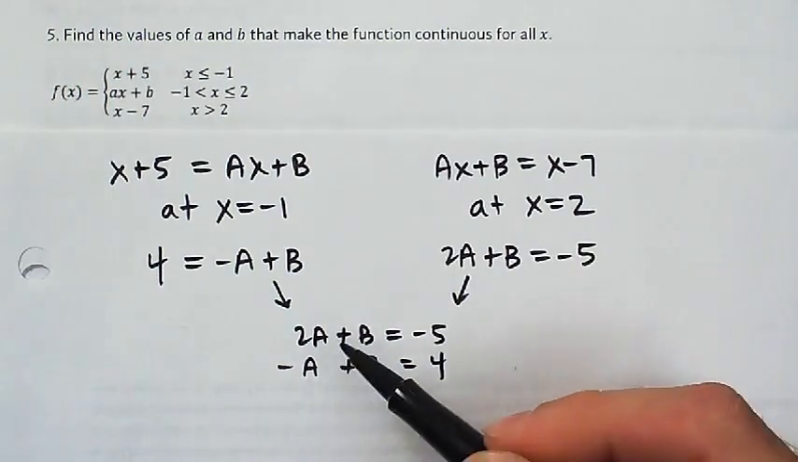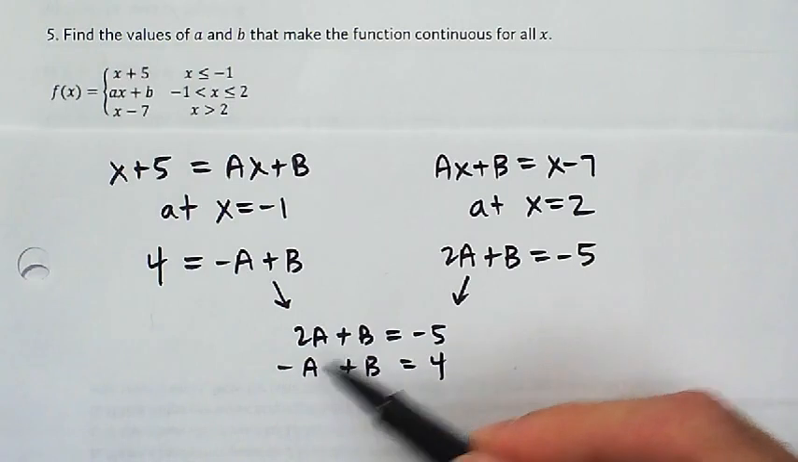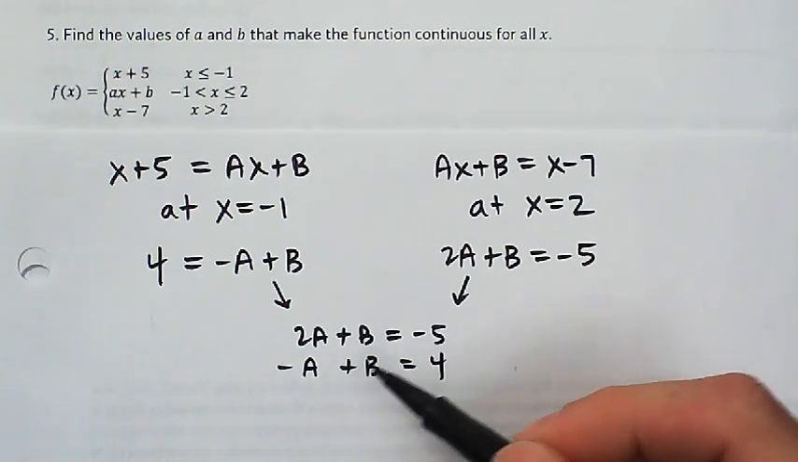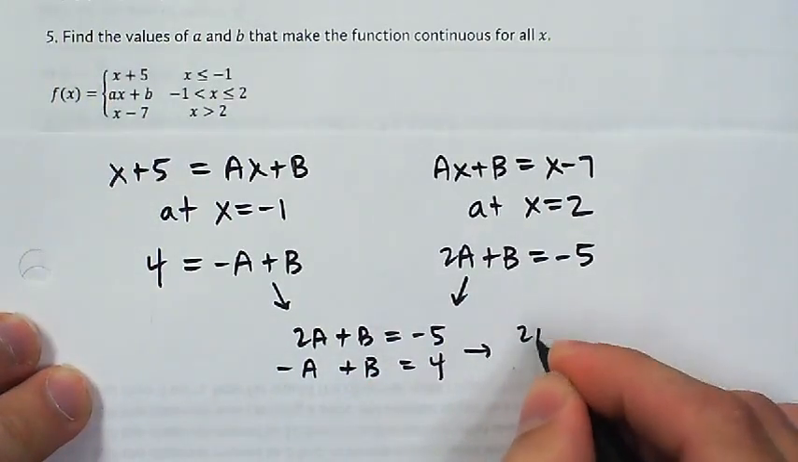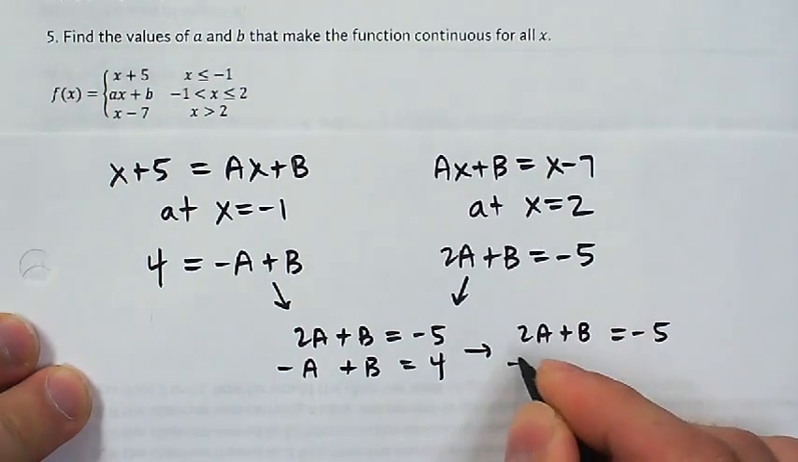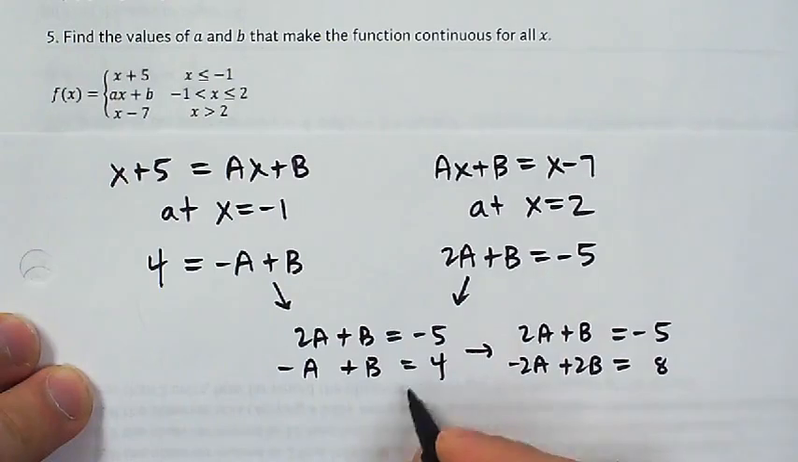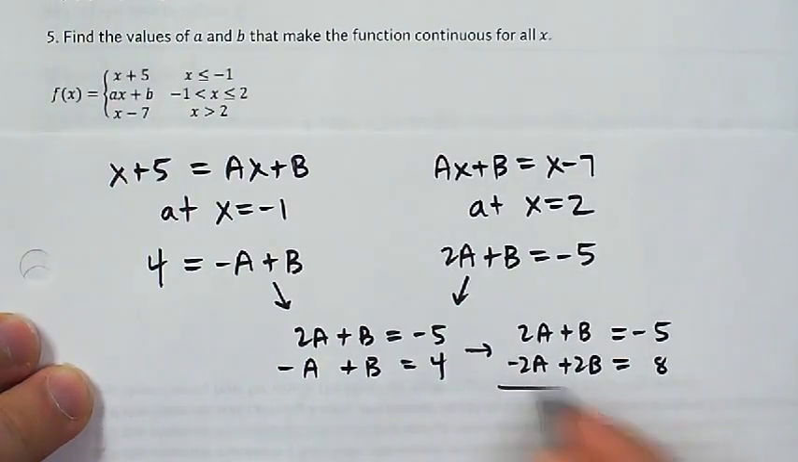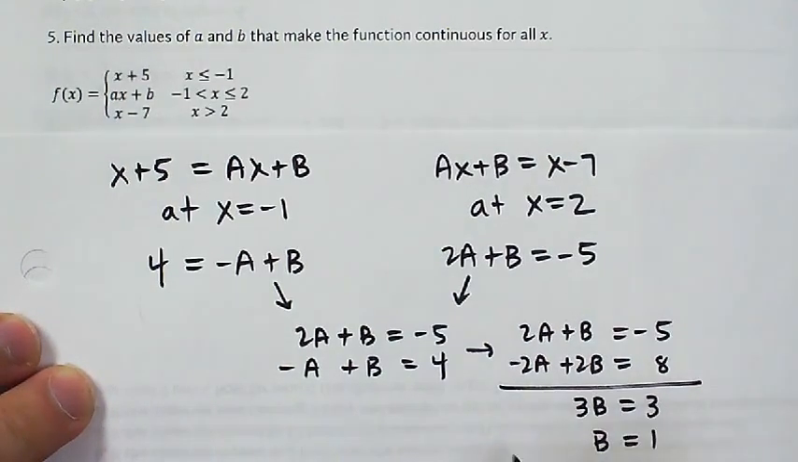Okay, I'm thinking this is looking pretty good for elimination. I could double this and add down, or I could multiply by negative 1 to kill off the b's. I don't think it really matters. I'm going to double the bottom equation. So I'm going to say 2a plus b equals negative 5, and negative 2a plus 2b equals, doubling both sides, 8. Now I add this together, and get 3b equals 8 minus 5, which is 3. That's telling me b equals 1.